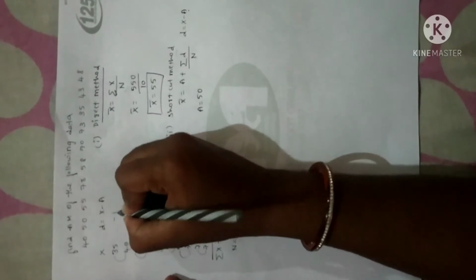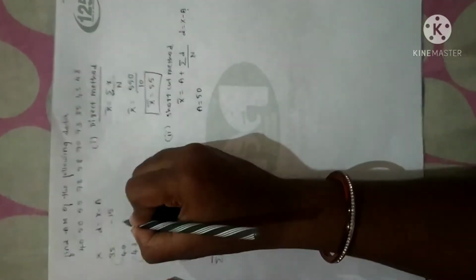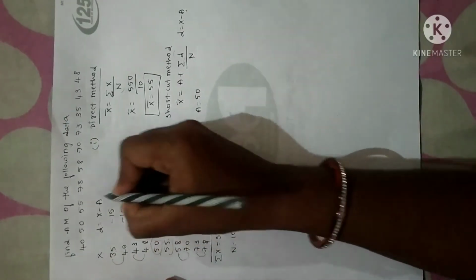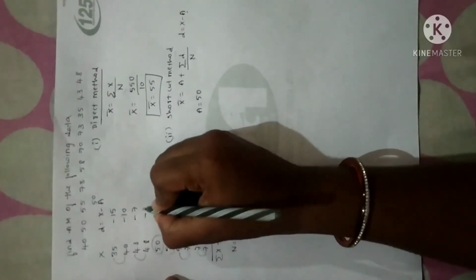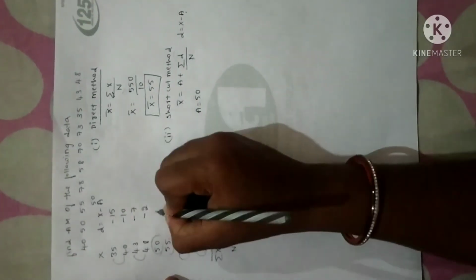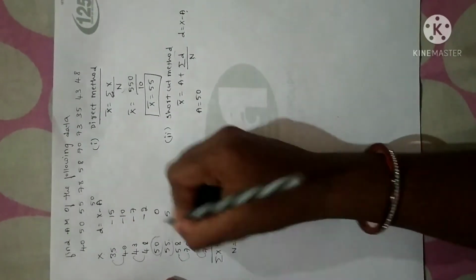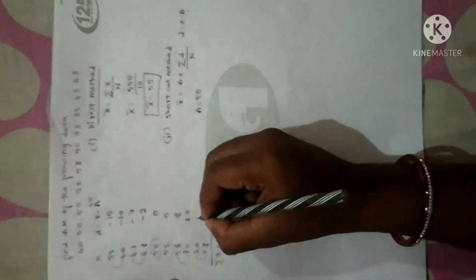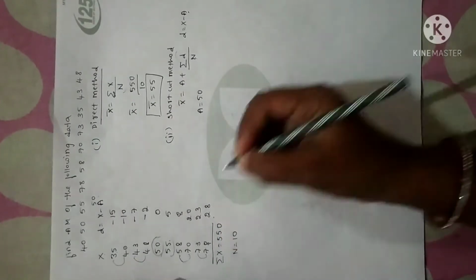So 35 minus 50 is minus 15. 40 minus 50 is minus 10. Similarly 43 minus 50 is minus 7. Next is 48 minus 50 is minus 2. Next 50 minus 50 is 0. 55 minus 50 is 5. 58 minus 50 is 8. 70 minus 50 is 20. 73 minus 50 is 23. 78 minus 50 is 28. So I have calculated d value here only.